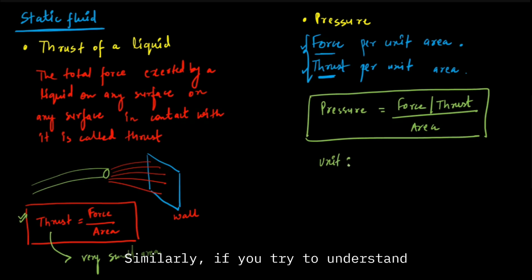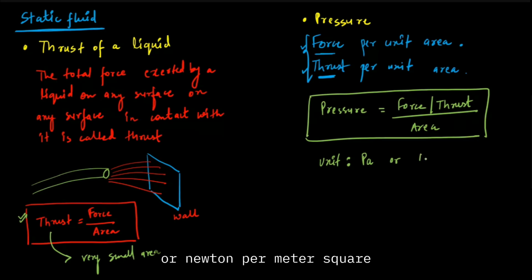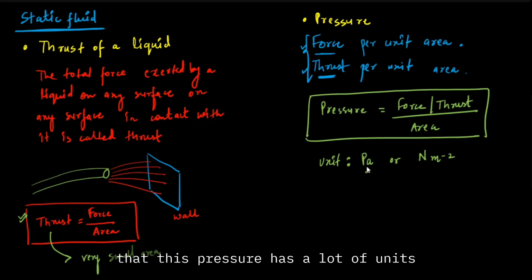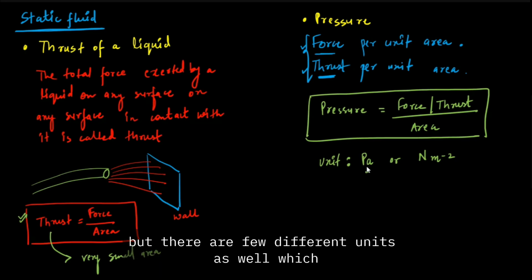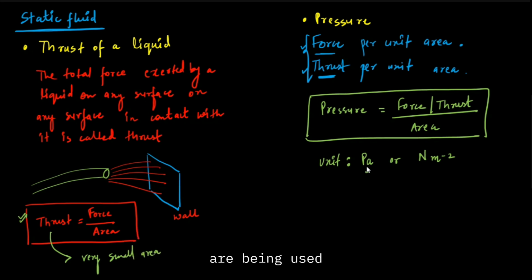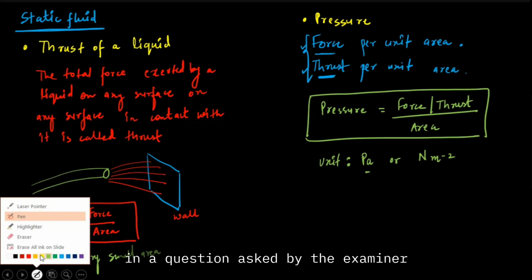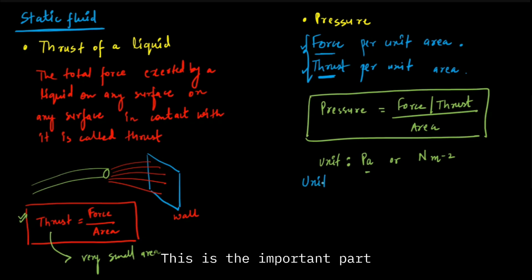Similarly, the unit for calculating pressure is the Pascal, or Newton per meter square. Now, the most important part here is that pressure has a lot of units. It is not limited to pascals or Newton per meter square, but there are a few different units as well which are used in questions asked by the examiner. So let's talk about those units. This is the important part. Units for pressure.